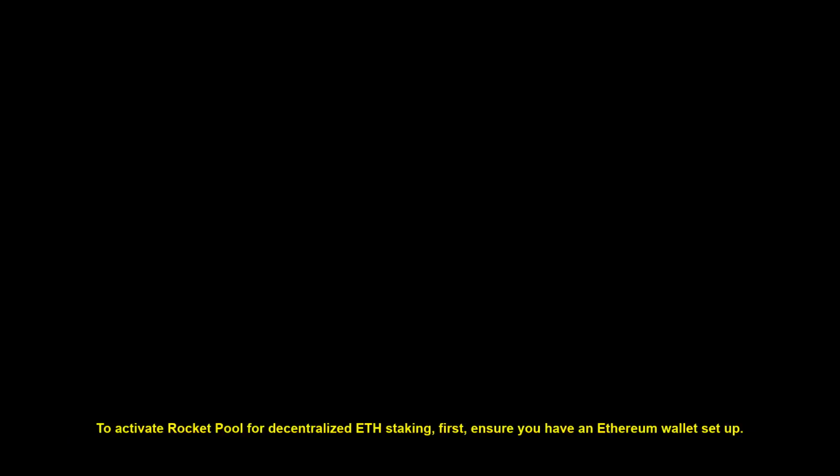To activate Rocket Pool for decentralized ETH staking, first, ensure you have an Ethereum wallet set up. Download and install a compatible Ethereum wallet, such as MetaMask, if you haven't already. Create a new wallet or import an existing one using your seed phrase. Ensure you have some ETH in your wallet to use for staking and transaction fees.